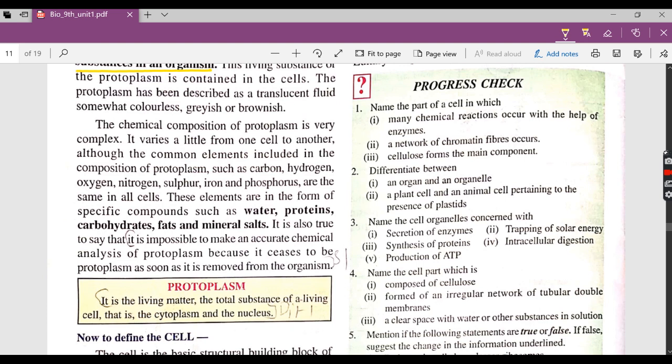The composition of protoplasm is very complex and it varies little from one cell to another. The common elements included are carbon, hydrogen, oxygen, nitrogen, sulfur, iron, phosphorus, and they are the same in all cells. There are also some specific compounds such as water, proteins, carbohydrates, fats, and mineral salts. It is also important to know that it is impossible to make an accurate chemical analysis of protoplasm because as soon as it is removed from the organism, it stops being protoplasm.